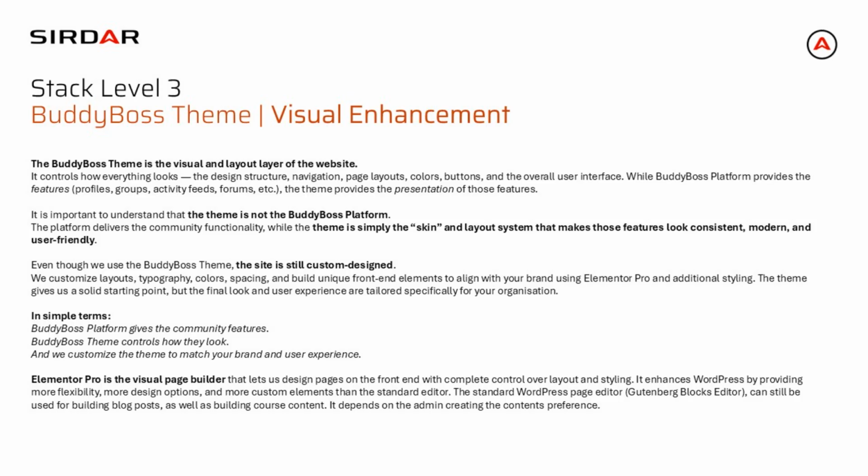Elementor Pro forms part of the same orange stack and acts as the visual page builder. It allows us to design pages on the front end with full control over layout, styling, and structure, far beyond what the standard WordPress editor can do. This lets us create custom marketing pages, landing pages, and branded layouts that align with Basecamp's identity.